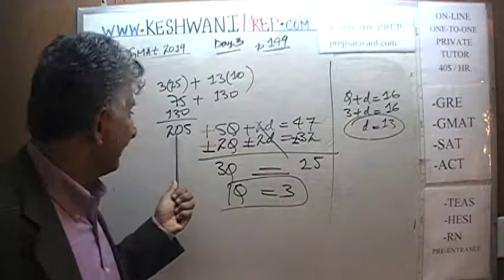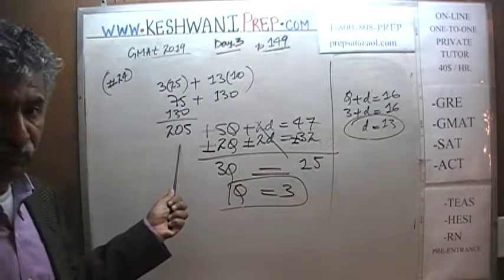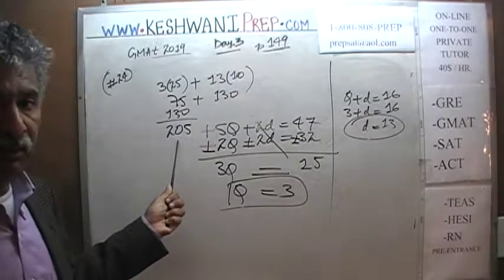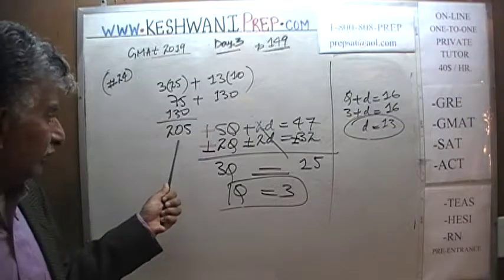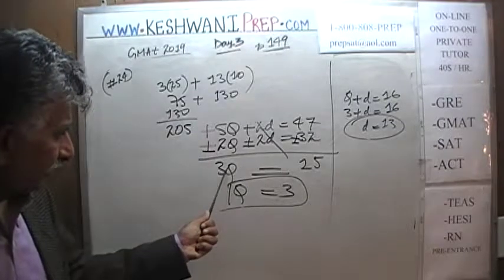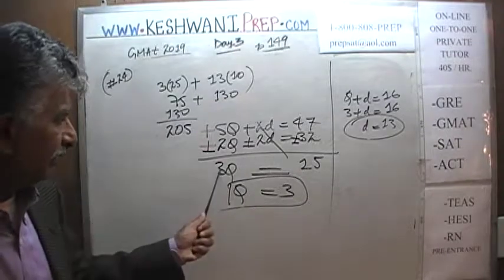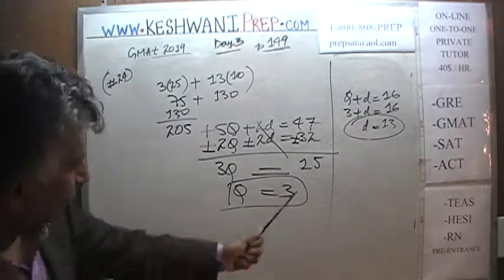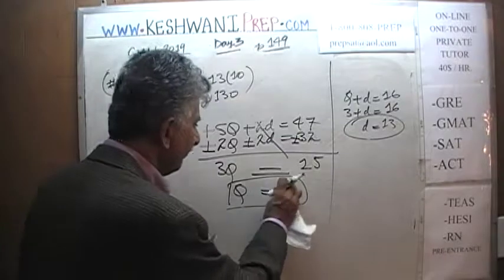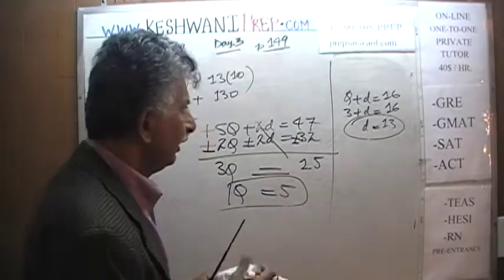I checked my work. It's not adding up. The problem tells us that we should have $2.35. I'm getting $2.05. So I went back and checked my work and I found a mistake. 3q equals 15, therefore q must equal 5, because 15 divided by 3 is not 3. 15 divided by 3 is 5. We have 5 quarters. It changes everything.